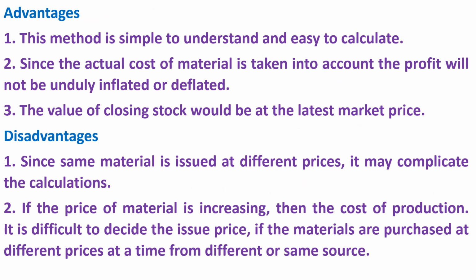Advantages. 1. This method is simple to understand and easy to calculate. 2. Since the actual cost of material is taken into account, the profit will not be unduly inflated or deflated. 3. The value of closing stock would be at the latest market price. Disadvantages. 1. Since same material is issued at different prices, it may complicate the calculations. 2. If the price of material is increasing, then the cost of production increases. 3. It is difficult to decide the issue price if the materials are purchased at different prices at a time from different or same source.